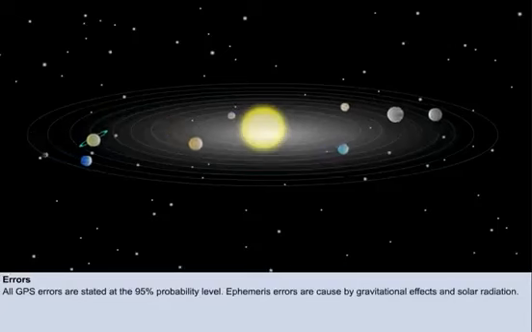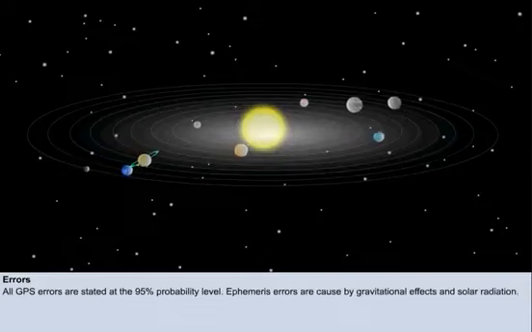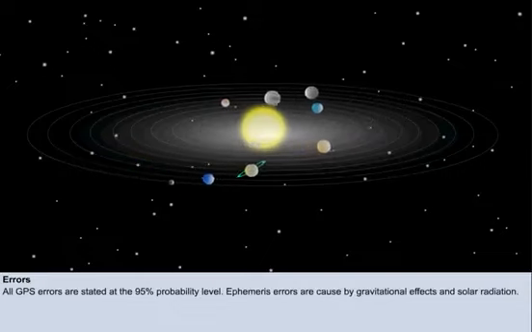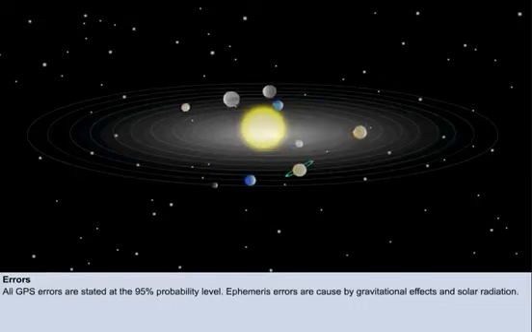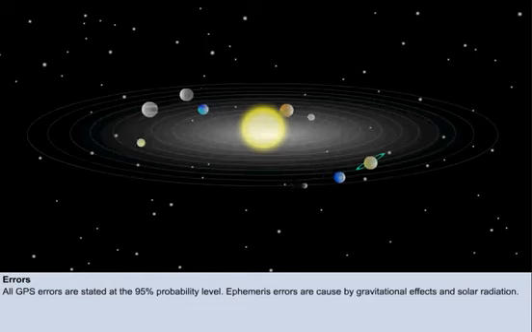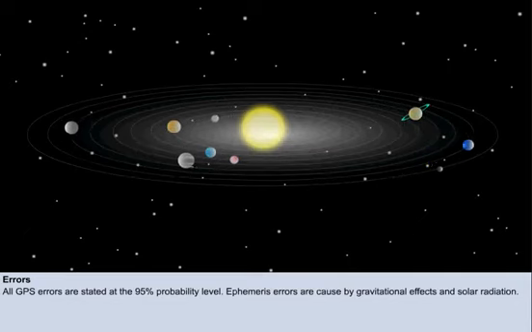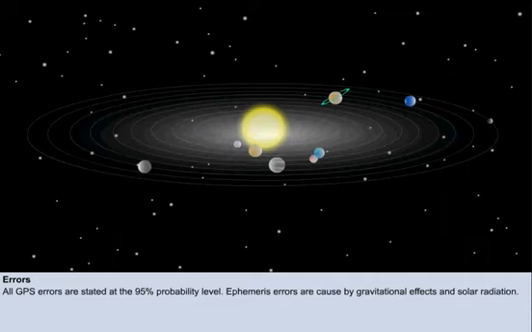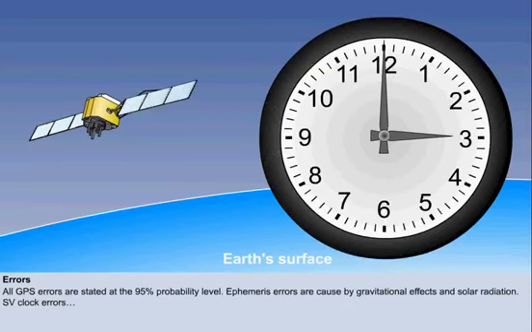Ephemeris errors in the SV's calculation of position are caused by the gravitational effects of the Sun, Moon, planets, and solar radiation. The SV position is checked every 12 hours. The 95% error is 2.5 meters. SV clock error is also checked every 12 hours. The error is 1.5 meters.